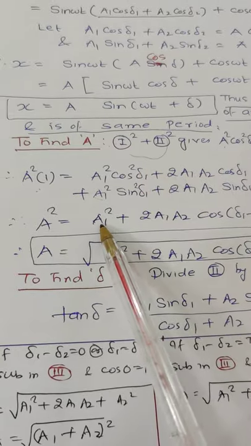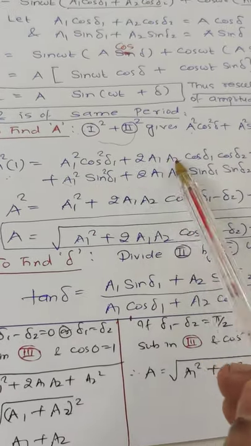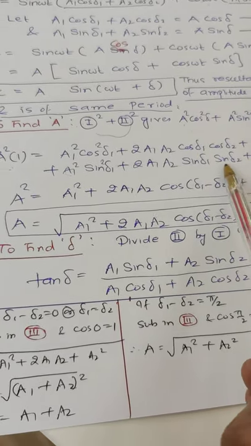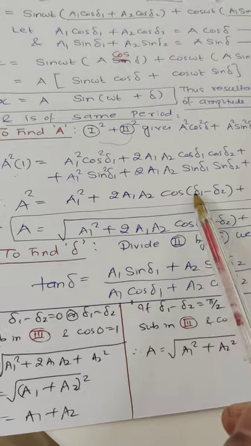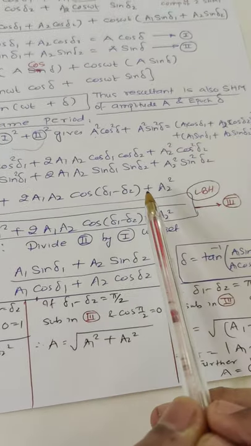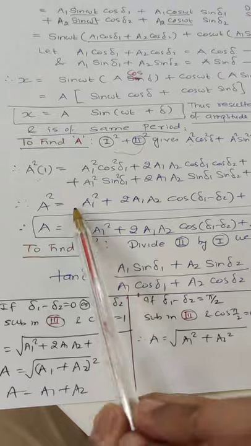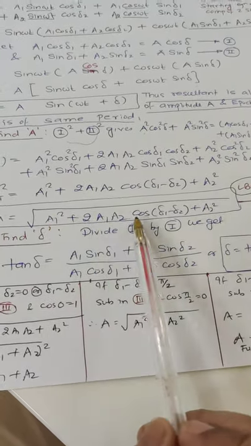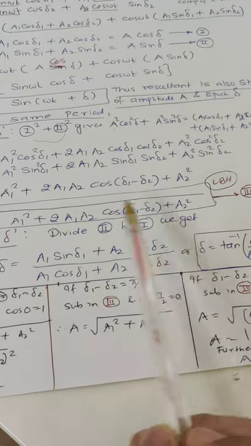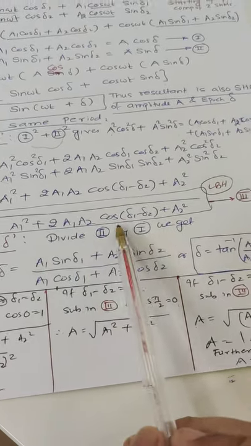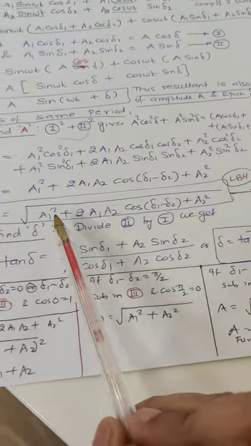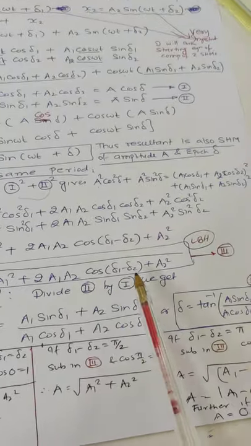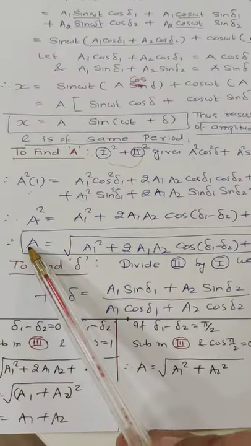Ye dono add karenge to this will be a1 square because this is 1. Then 2 a1 a2 common lenge to cos delta 1 cos delta 2 plus sin delta 1 sin delta 2. Cos a cos b plus sin a sin b is cos of a minus b, so this will be cos of delta 1 minus delta 2, plus a2 square. Therefore A will be root of this. The formula you have to know: root of a1 square plus a2 square plus 2 a1 a2 cos delta 1 minus delta 2, or a1 square plus 2 a1 a2 cos delta 1 minus delta 2 plus a2 square, jaise yaad rakhna hai, but I would prefer root of a1 square plus a2 square plus 2 a1 a2 cos delta 1 minus delta 2. This is the equation of resultant amplitude.